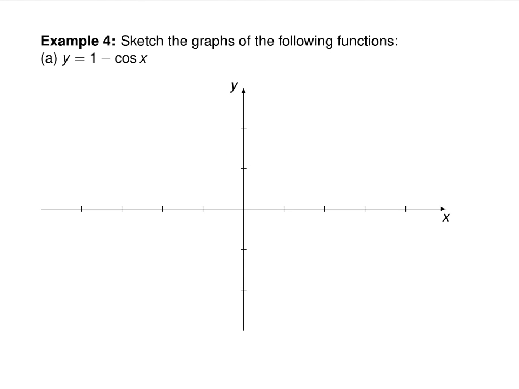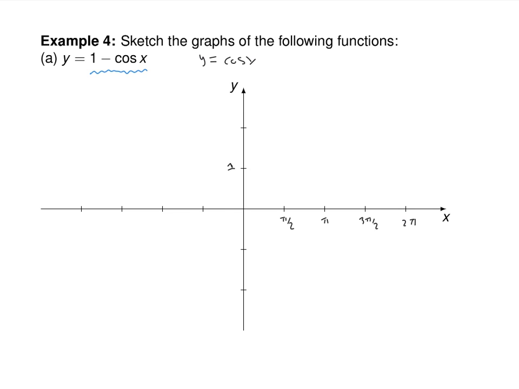Okay, so the graphs that make the most sense when you talk about compressions and stuff are the sine and cosine graphs. So let's graph 1 minus cosine x. So we already discussed what cosine x looks like. So I'll call this pi halves, pi, 3 pi halves, 2 pi. So in this one, we're going to call that 1.